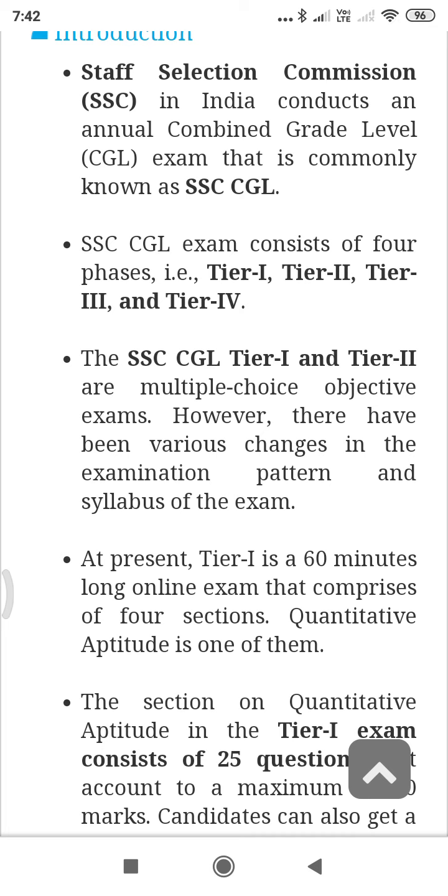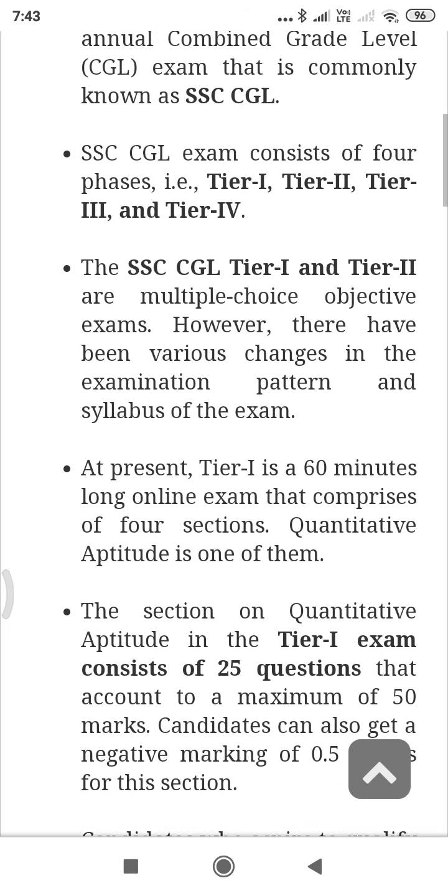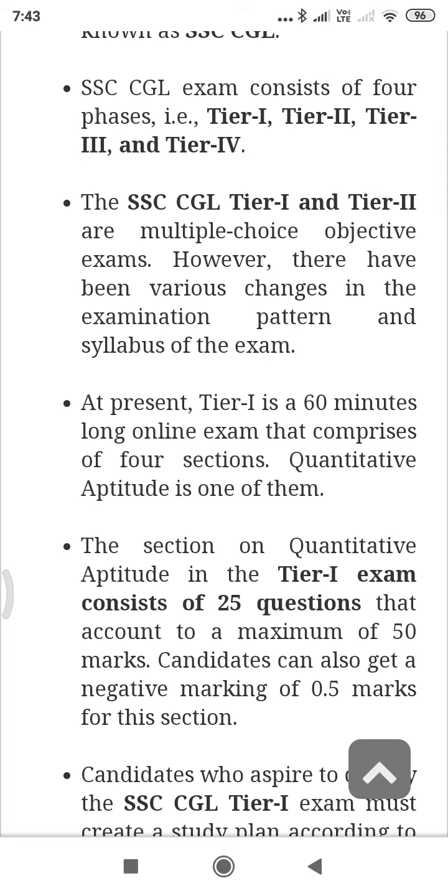Today we are coming up with a new topic: SSC CGL quantitative aptitude tips for Tier 1 and Tier 2. So let's see. The Staff Selection Commission in India conducts an annual Combined Graduate Level exam, that is nothing but the SSC exam. The SSC exam consists of four phases: Tier 1, Tier 2, Tier 3 and Tier 4. The SSC CGL Tier 1 and Tier 2 are multiple choice objective exams.